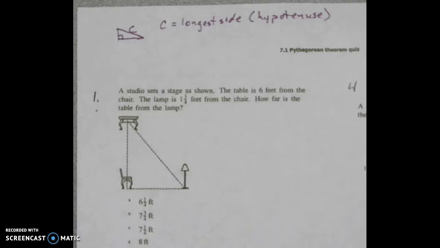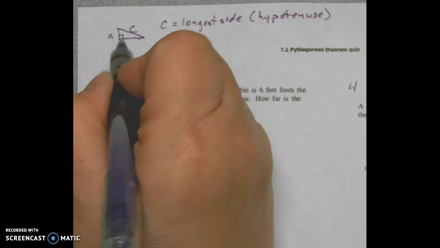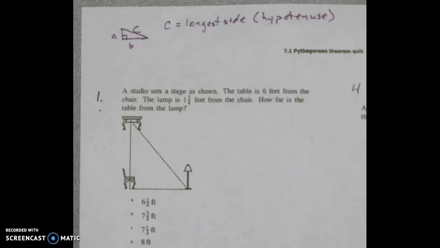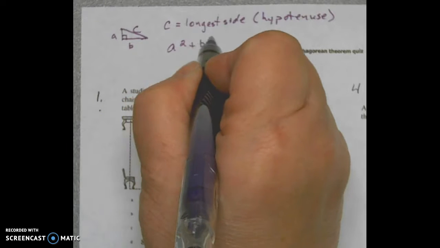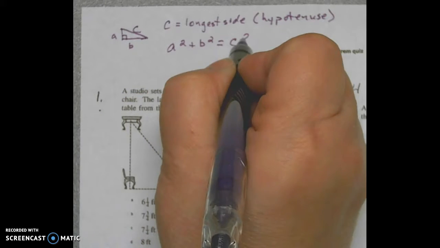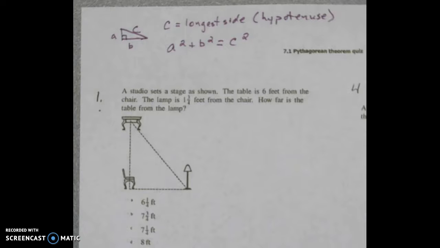And the Pythagorean theorem states that if I take the other two sides, which I can label those legs as A and B, then A squared plus B squared will equal my C squared. So if I know I have a right triangle and I have any two sides given, I can always find the third side.